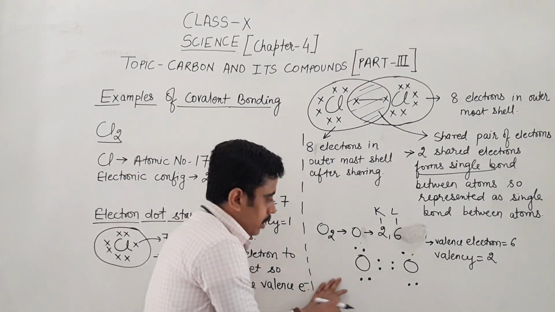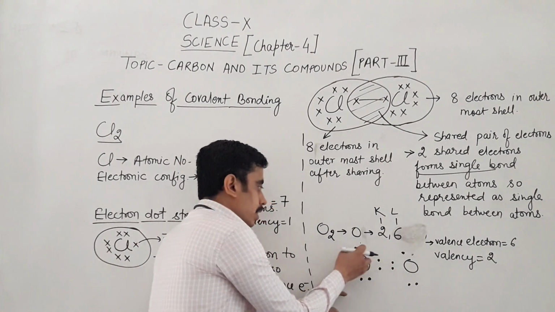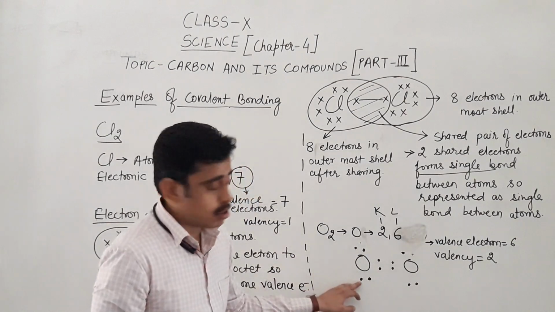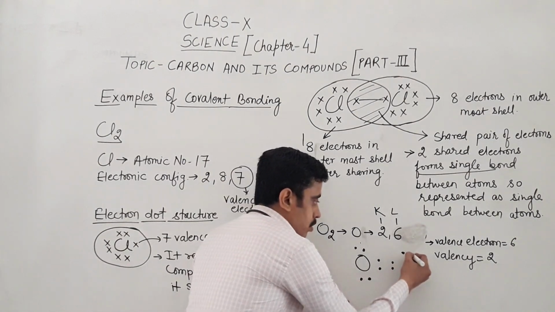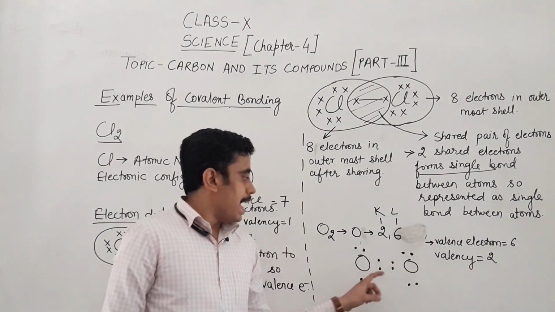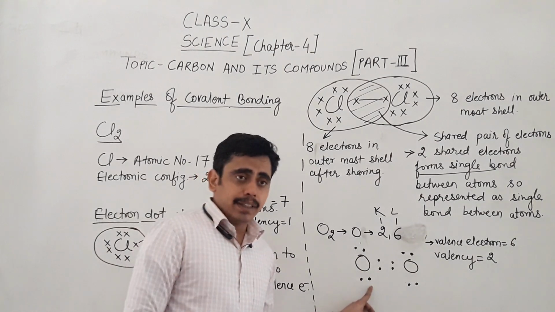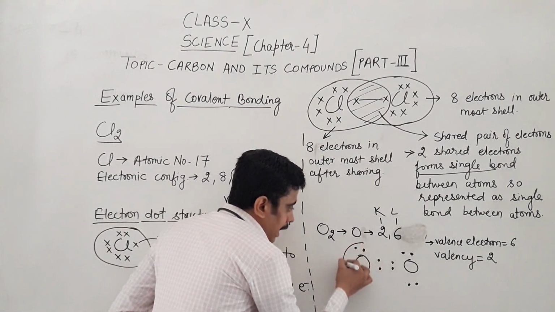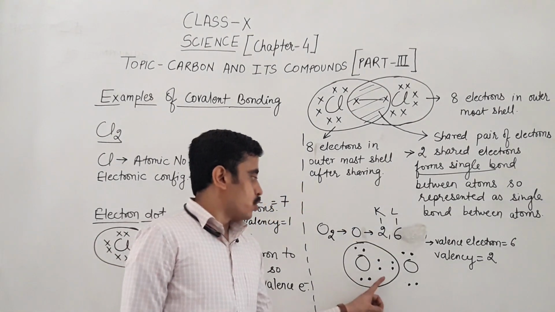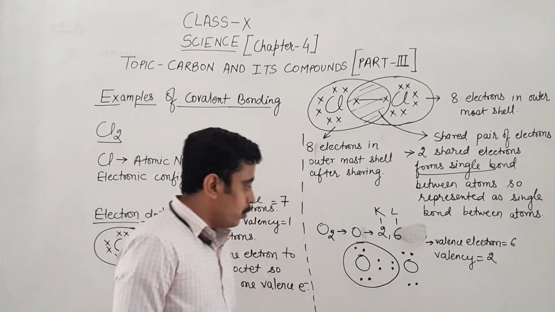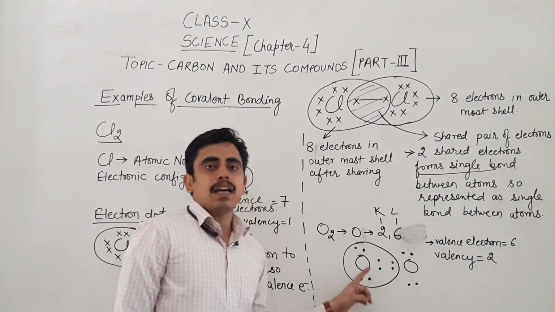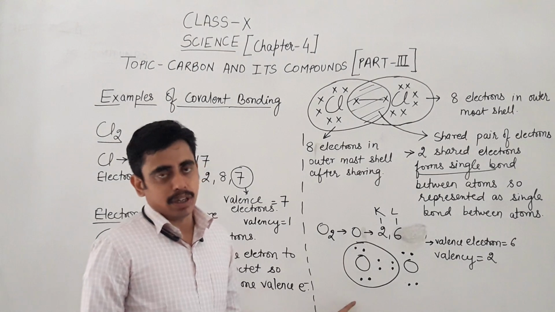This is the symbol of oxygen. These dots represent the valence electrons of the oxygen. And these dots represent the valence electrons of this oxygen. It requires 2 electrons to complete the shell. So how will it do it? It will complete its outermost shell in this manner. If you see the circle of oxygen, you will see that the circle of oxygen contains 8 electrons. So the noble gas configuration is achieved by this oxygen.